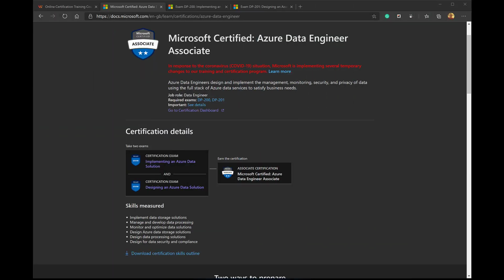So the Microsoft Certified Azure Data Engineer Associate is the award that you get for the DP-200 and the DP-201 exams if you pass both. So let's take a quick look at the DP-200 and the DP-201 exams.